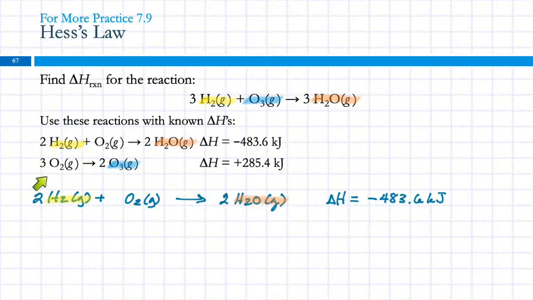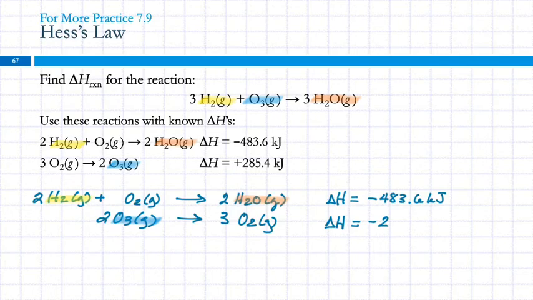The second equation has O3, ozone, as a product, but I need it to be a reactant. So I need to reverse this one, write it backwards. So 2O3 making 3O2. How do I change delta H? I just need to change the sign. All I did was write it backwards. When I write it backwards, I change the sign.